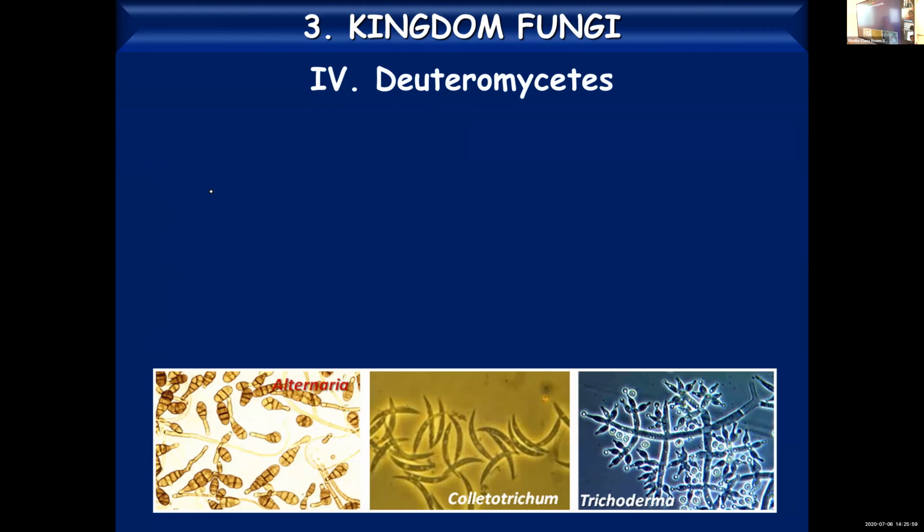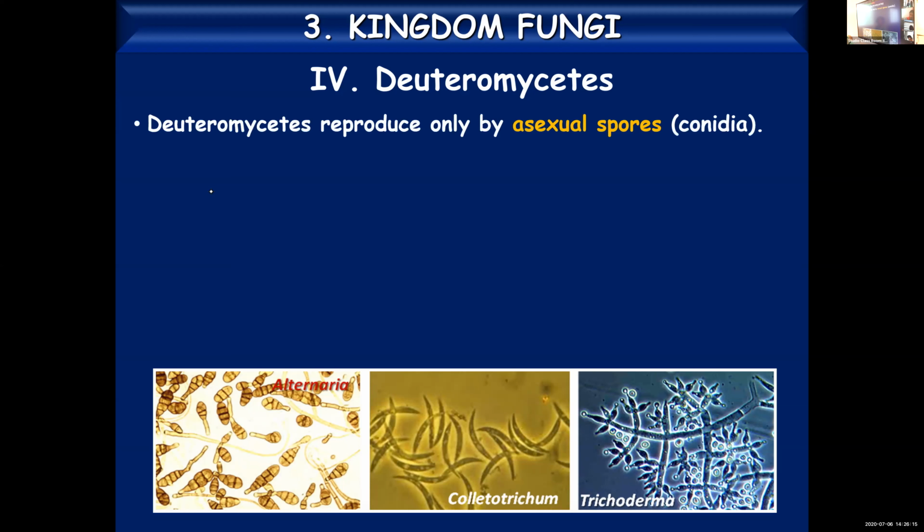Some examples you can see here: Alternaria, Colletotrichum, and Trichoderma. These are some familiar, common examples of Deuteromycetes. They reproduce only by asexual spores, same as what we saw in the second one, Ascomycetes. Conidia are the asexual spores in Deuteromycetes also. Mycelium, hope you remember what I told. Here also mycelium is septate and branched.